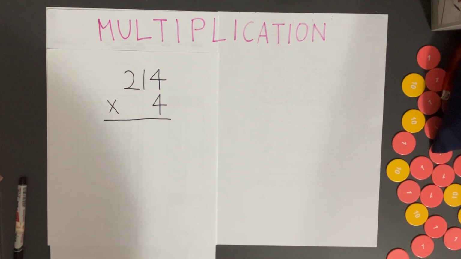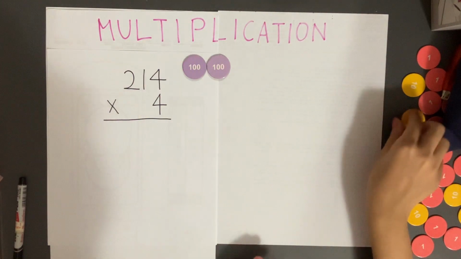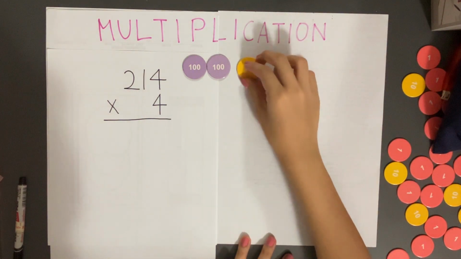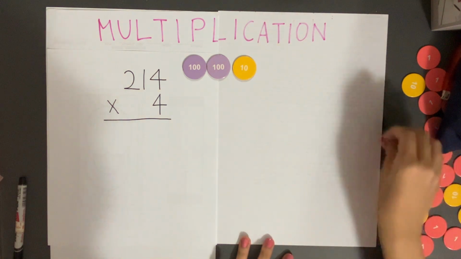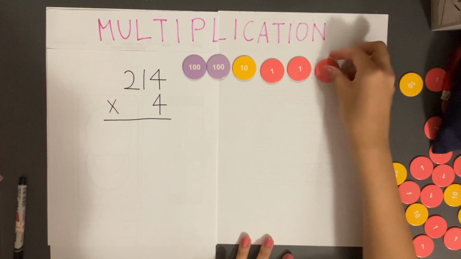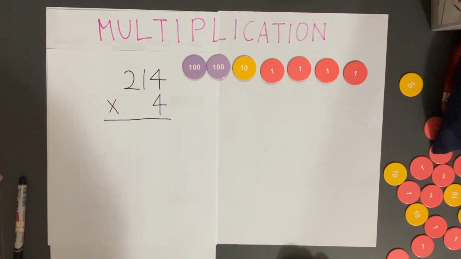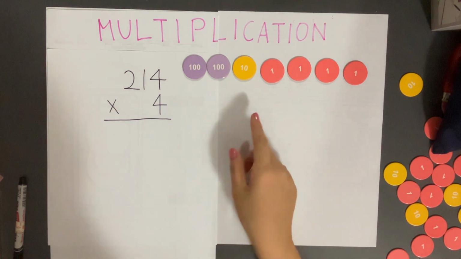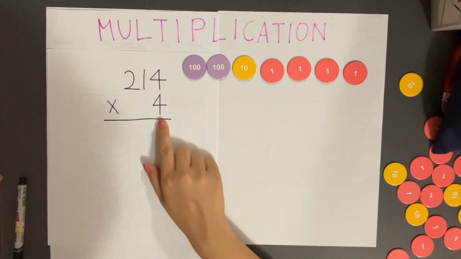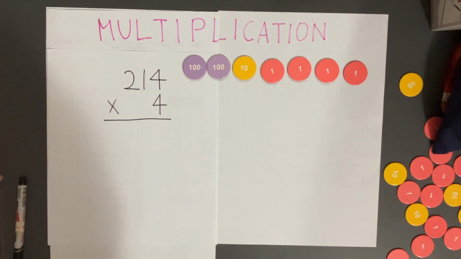214 is the same as 2 hundreds, 1 ten, and 4 ones. And now how many groups of this do I want? I want 4 groups because I want to multiply by 4. So I need to put 4 of these groups.